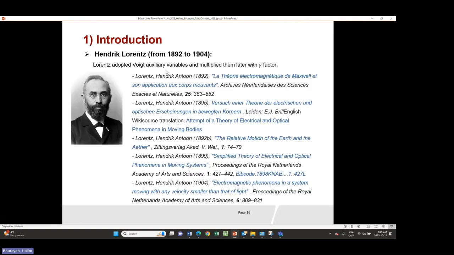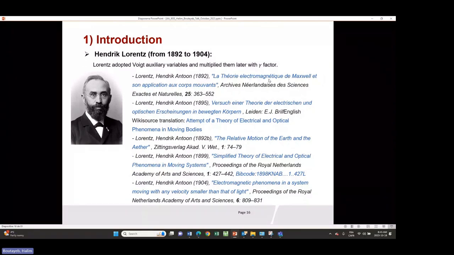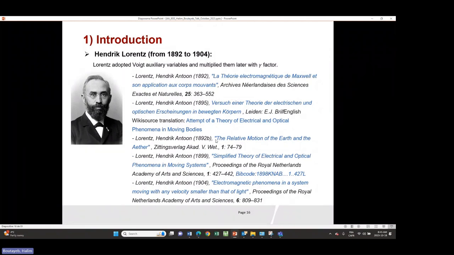Then we have Hendrik Lorentz from 1892 to 1904. He adopted Voigt's auxiliary variables, and he later multiplied them with the gamma factor. There are many papers of Lorentz, like this one, La théorie électromagnétique de Maxwell et son application aux corps en mouvement. This one, Attempt of a Theory of Electrical and Optical Phenomena in Moving Bodies, and so on.